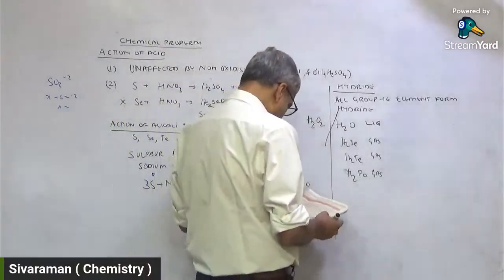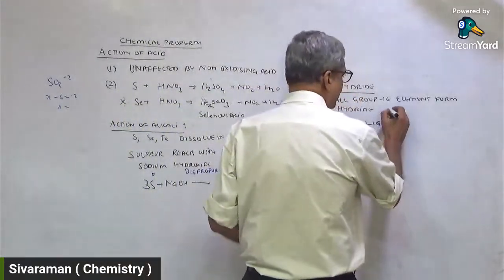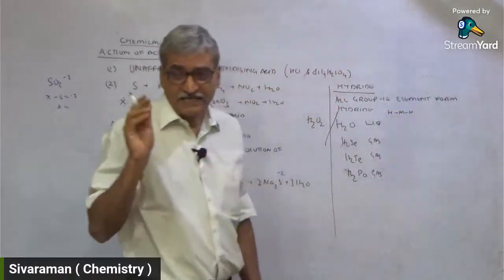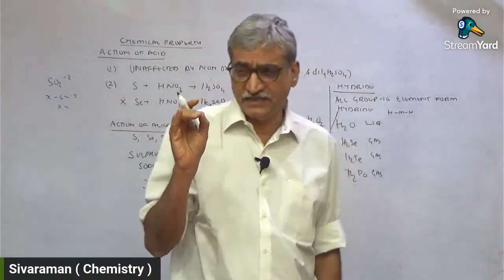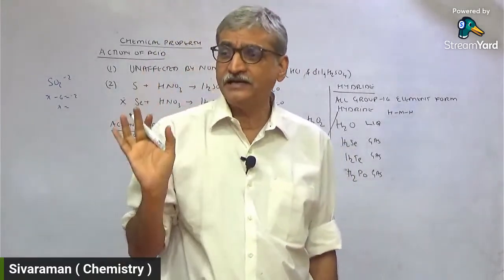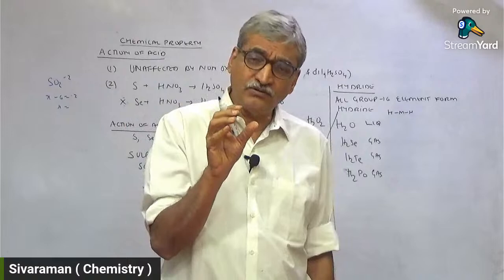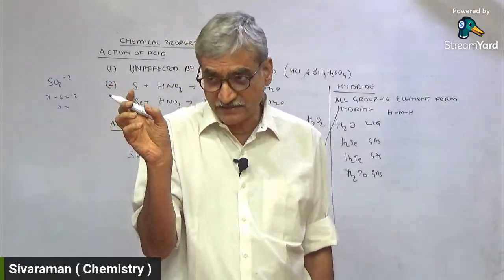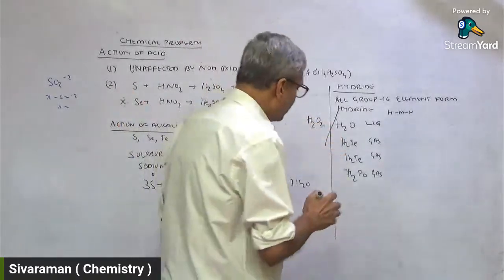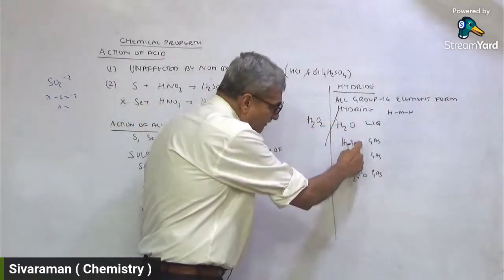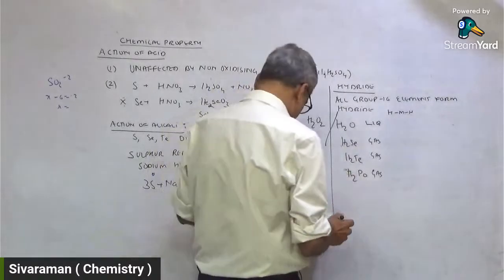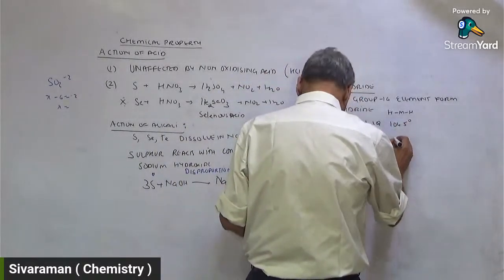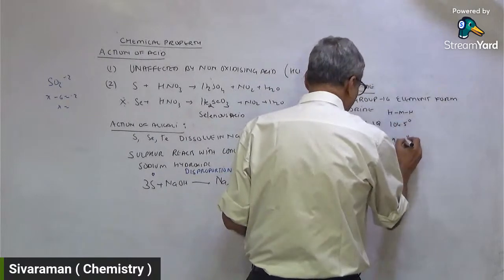Then we talk about the bond angle, H-M-H. If you remember, I told you, as the electronegativity of the central atom increases, bond angle increases. As the electronegativity of the terminal atom increases, bond angle decreases. Is it clear? So here, as we go down, electronegativity of the central atom decreases, so bond angle is decreasing. So for water, it's 104.5 degrees, whereas it is 92.1 degrees for H2S.